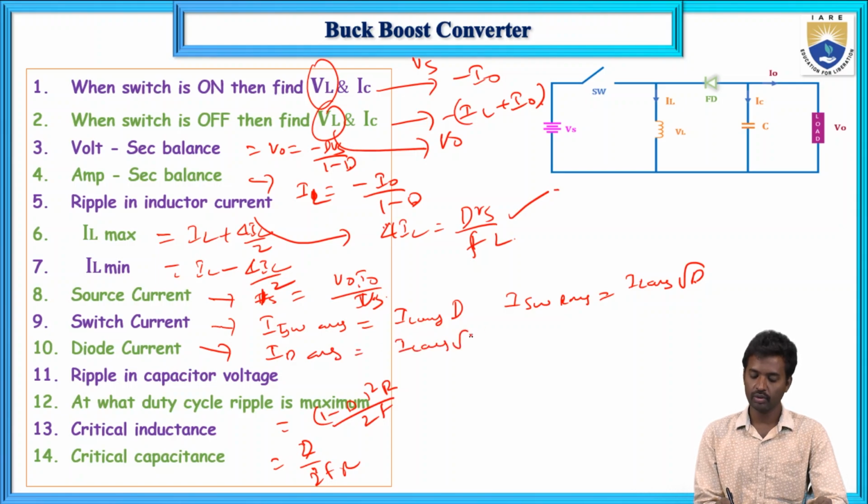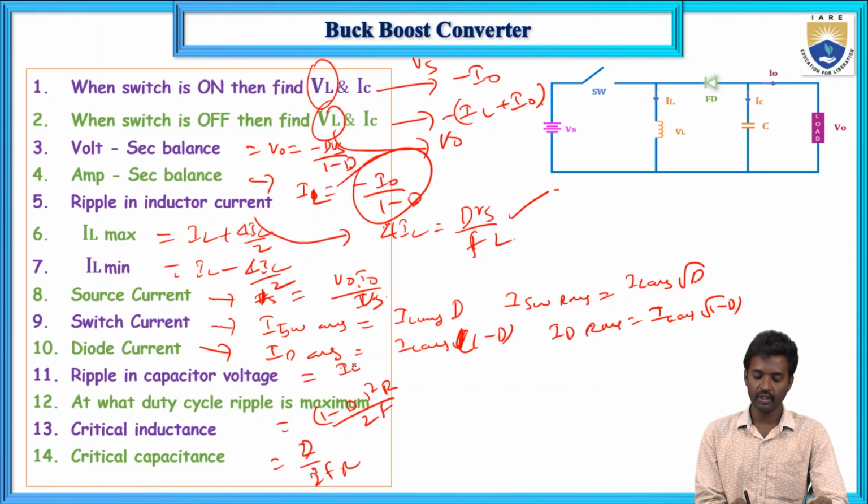And next diode current equals to ID average equals to IL average into square root 1 minus D, and ID RMS value equals to IL average into square root of 1 minus D. Substitute IL average value is this much. So take modulus, and next ripple in the capacitor voltage equals to what will be the value? So I naught into D by F into C.